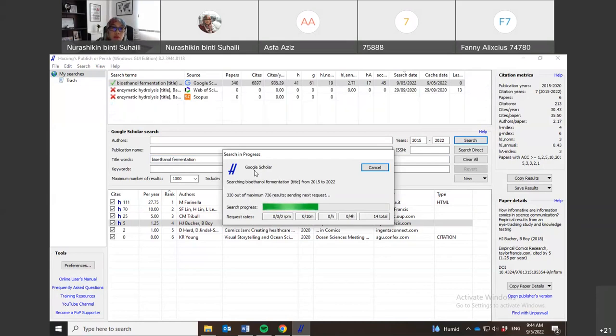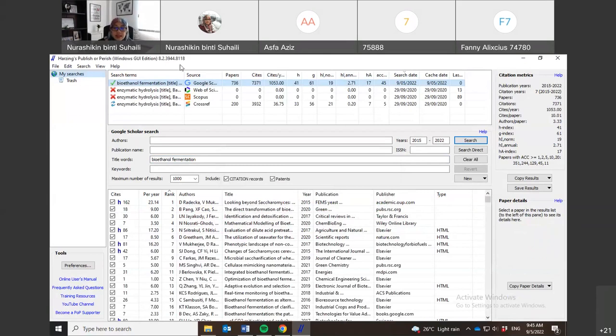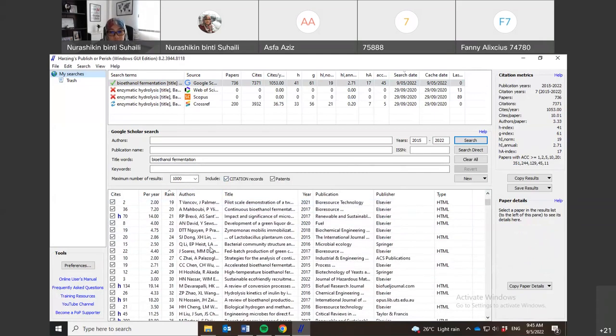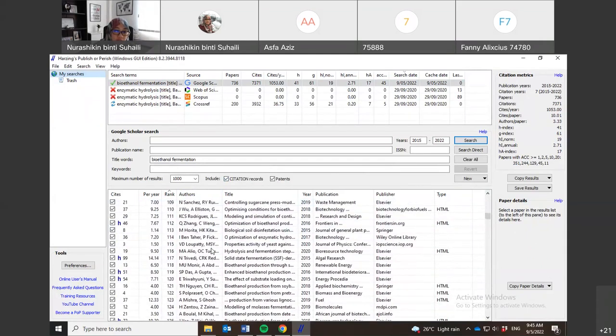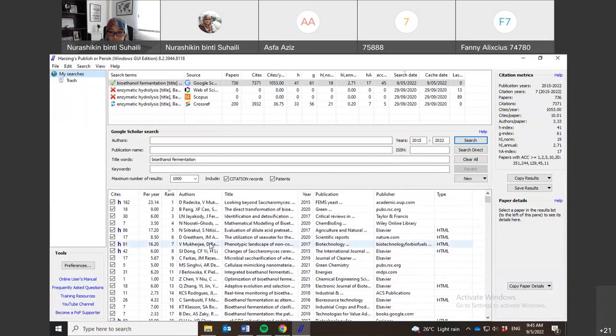So this one is from Google Scholar. So maknanya article-article ni dia ada di index ataupun disenaraikan under certain bodies. One of them is Google Scholar, another is Scopus. So it has its different name. For example, this one is under Google Scholar. So you can see that you can get the list of all the articles. Very specific kan? Tengok, bioethanol. Semua pasal bioethanol fermentation, and it's between 2015 and 2022.